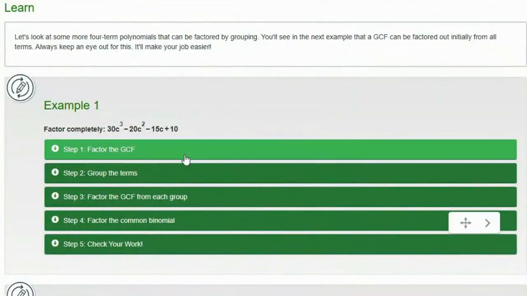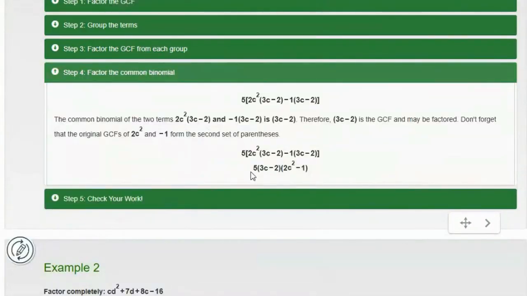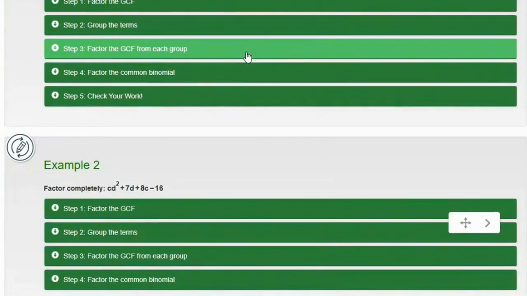So they'll go through the steps here if you want to look at that. They'll find the common factors 5 times 3c minus 2 times 2c squared minus 1. If you need to look at it again through their example and through the way they step through it, but that's the same thing.